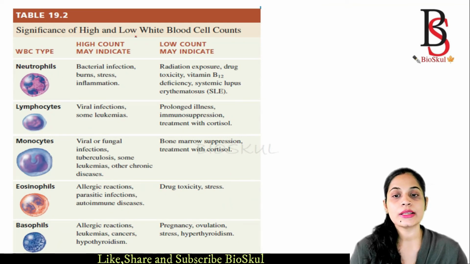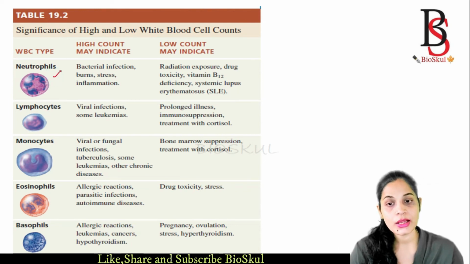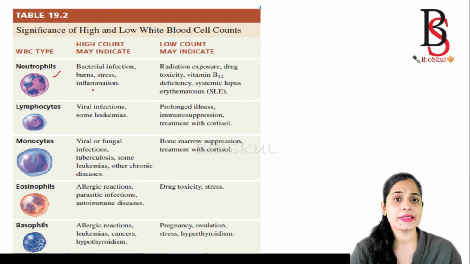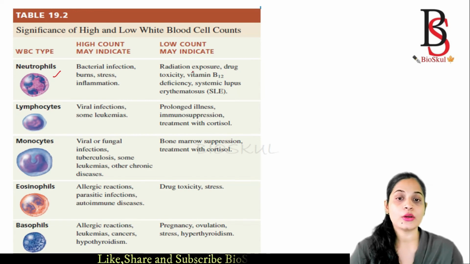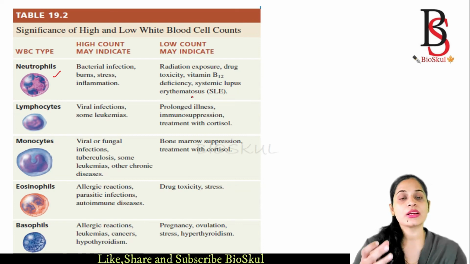So now we'll see the significance of high and low white blood cell count. In which condition there is a high count of WBC, and in which condition there is a low count. For example, the neutrophil count is higher in bacterial infection, burns, stress, or any inflammation. And the low count of neutrophils is observed during radiation exposure, drug toxicity, vitamin B12 deficiency, or systemic lupus erythematosus. Systemic lupus erythematosus is the autoimmune disorder where you can find butterfly-like rashes.